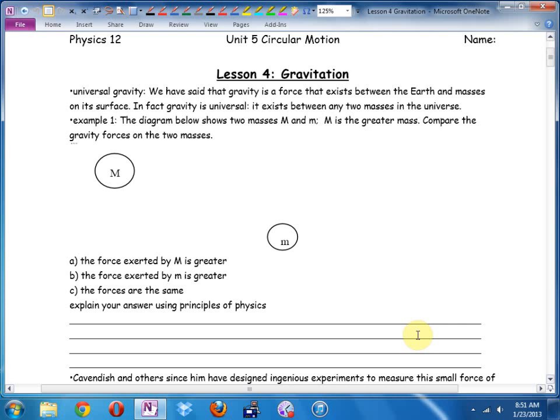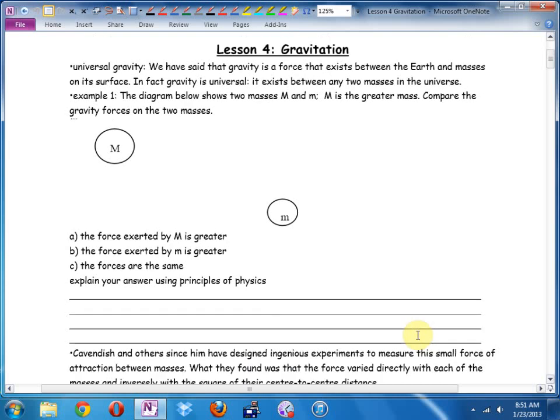Gravity is universal. This is what you want to realize. It exists between any two masses in the universe. So here's two masses, big M and little m. Traditionally in Physics 12 we use big M to be the planet, the bigger body, and little m to be the satellite, the moon. You know what? Let's make big M Earth, little m moon.